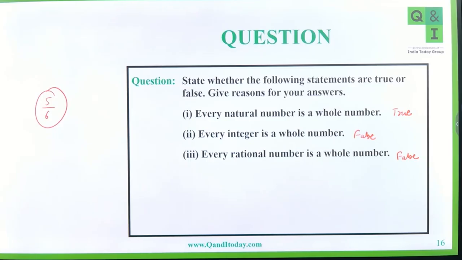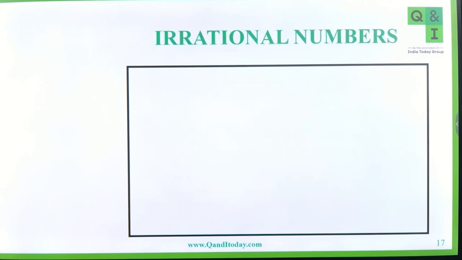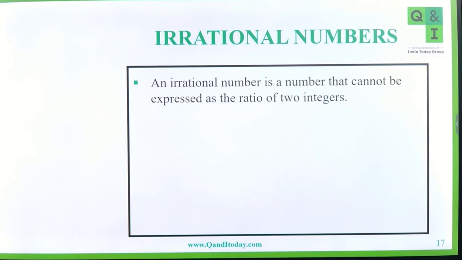Now, these were all about rational numbers. Now let's start irrational numbers. As we discussed, what are irrational numbers? Irrational numbers are those numbers which cannot be represented in the form p by q, where p and q are integers. If you cannot represent a number as a ratio of integers, then we say that these are irrational numbers. So an irrational number is a number that cannot be expressed as a ratio of two integers.